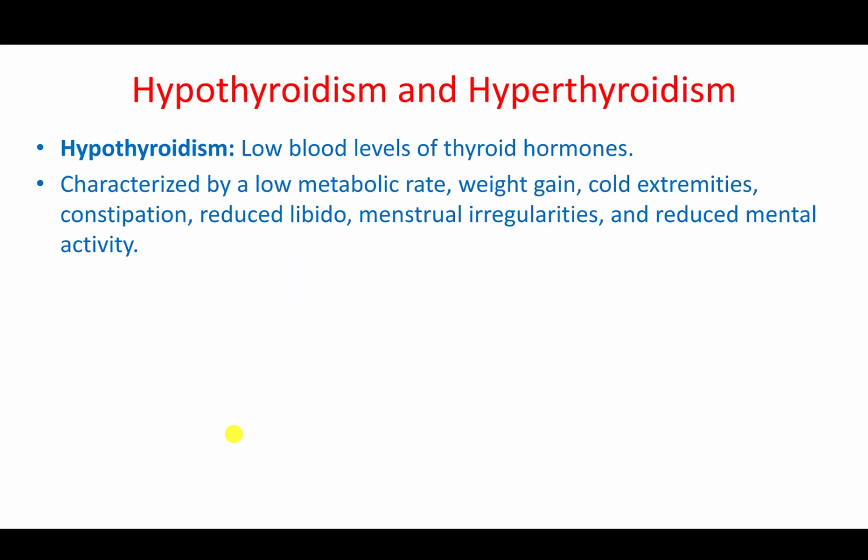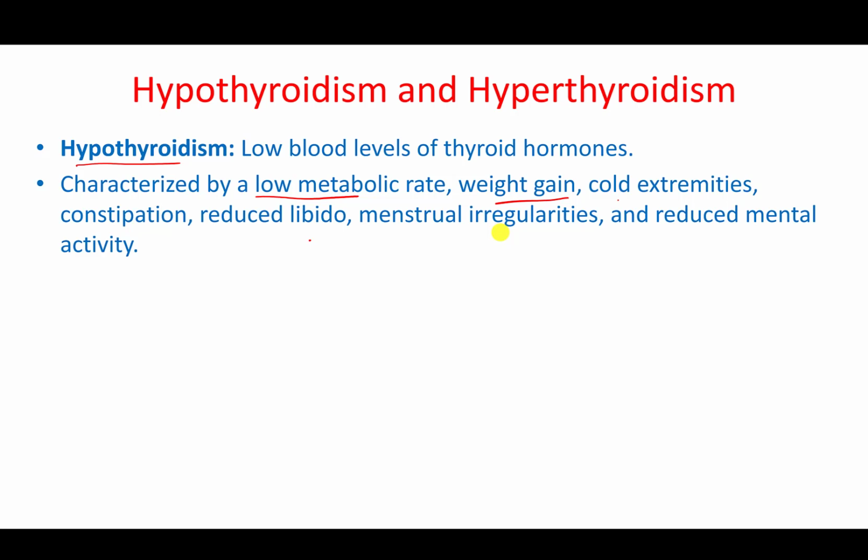In case we have hypothyroidism, low secretion of the thyroid hormone, it means we are going to have low metabolic rate, we are going to have weight gain, cold extremities, reduced libido, menstrual irregularities, reduced mental activities, okay, because of the hypothyroidism.